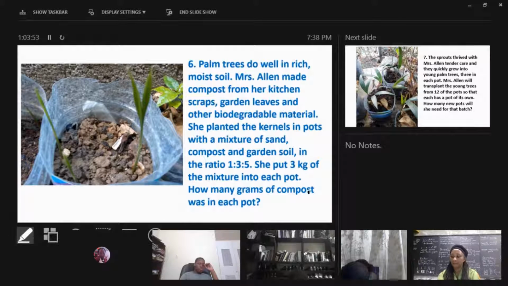So what's the next step? Miss, the next step would be to put the 1 over 9 times the 3 kilograms over 1. Why are you putting 1/9? Miss, it asks how many grams of compost is in it. Yes, and which part of the ratio does the compost go with? Miss, the 3. Yes, so it's sand, compost, garden soil: 1 part sand, 3 parts compost, 5 parts garden soil.